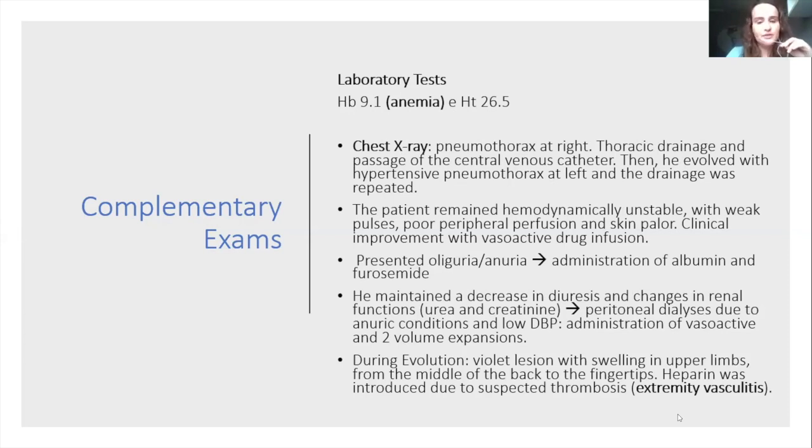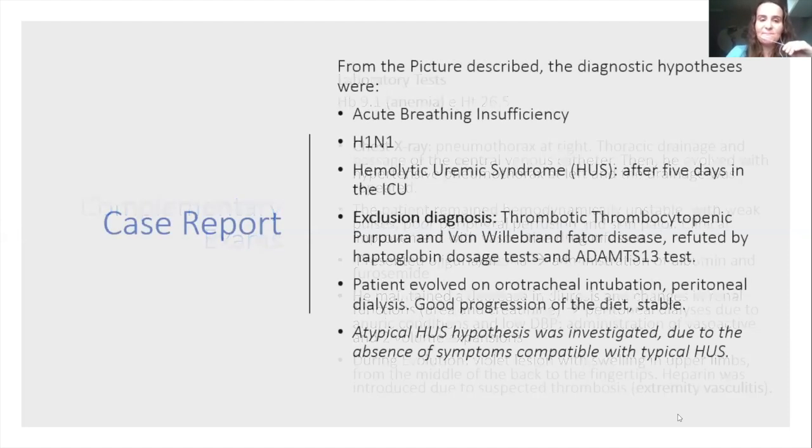During his evolution, it was possible to observe violaceous lesions with swelling in upper limbs from the middle of the arm to the fingertips. So heparin was introduced due to the suspicion of thrombosis in the extremity vasculature. From the picture described, the diagnostic hypotheses were acute respiratory insufficiency, H1N1, Hemolytic-Uremic Syndrome.